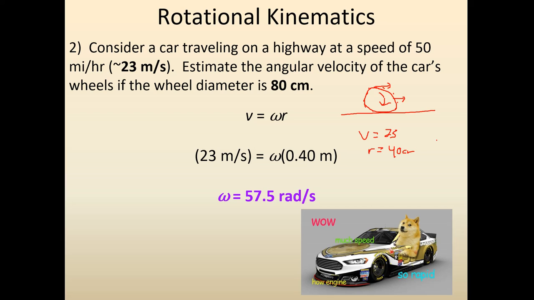Now, just to clarify, what would that actually mean? Let me just get out the calculations. So 2 pi, we said, was one full rotation. So one rotation is going to be 6.3 radians. So when we say that it rotates 57.5 radians every second, what we're really saying is that it rotates almost 9 times, a little bit over 9 times every second, which is pretty fast.